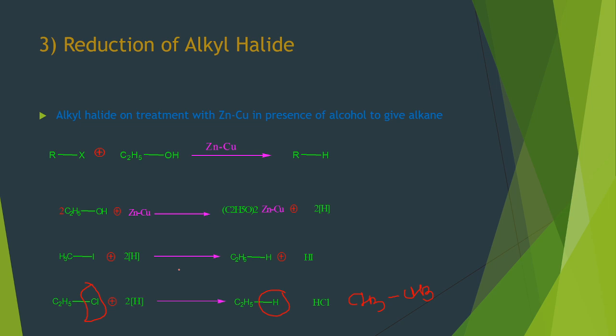So these are the three methods to prepare alkane. In the next video lecture, we will see the remaining two methods, that is Wurtz reaction and Kolbe's synthesis. Thank you.